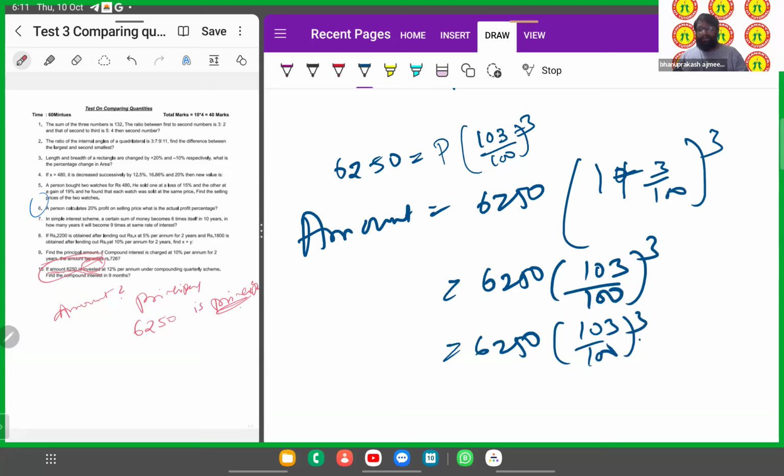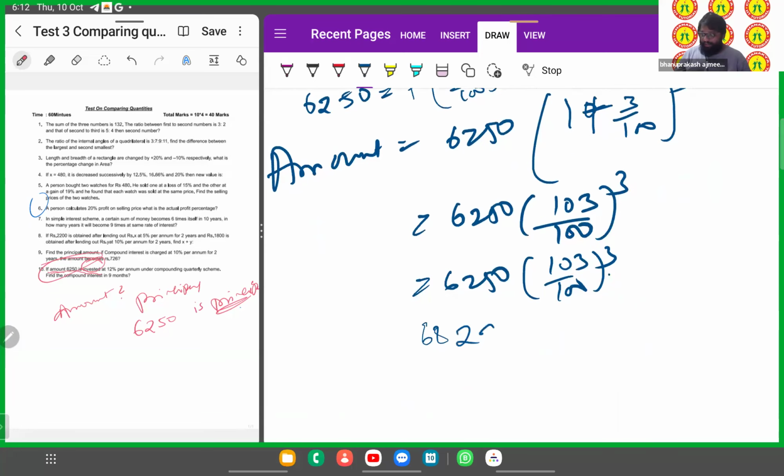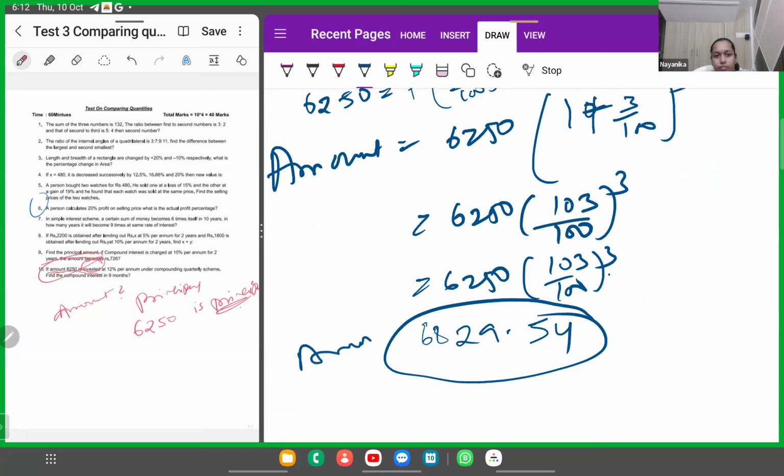So how much is 103 by 100 whole cube? Please check once. So it is amount you are getting as 68. I'm just using a calculator. Don't be in a hurry in telling the answer. So 6829.54 is the amount.